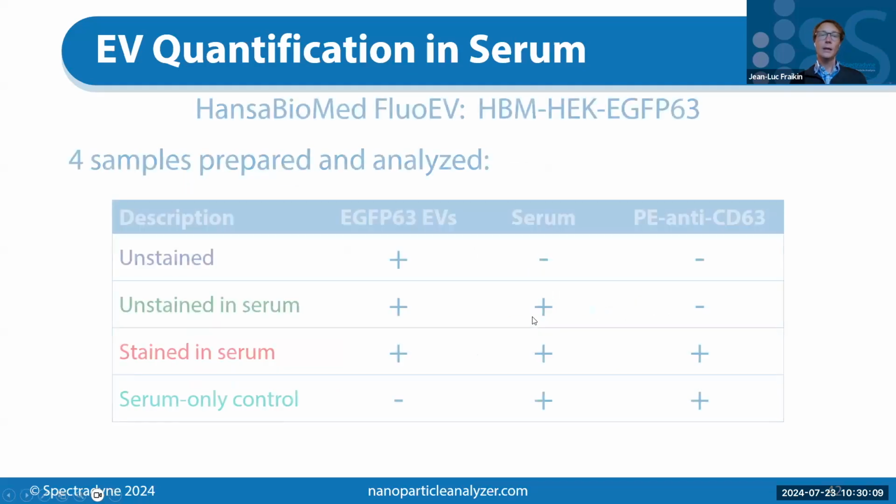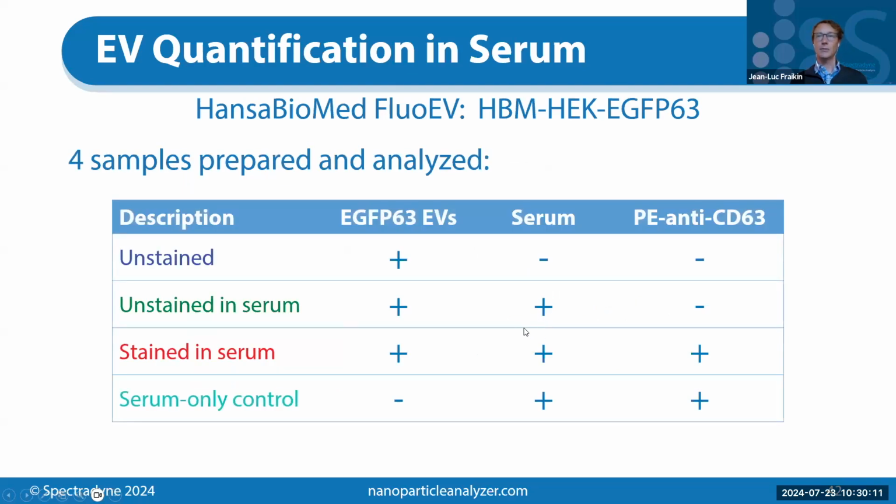In this experiment, I'll show you measurements of 4 different samples. In blue, the data will be measurements of the unstained EVs by themselves. In green will be the EVs after we spike them into the serum. Then we'll do immunostaining. That'll be shown in red with a PE-conjugated anti-CD63, just like we did before. And then as one of the controls, I'll show you a serum-only control. So we did the immunostaining, but without the EVs in there at all. So we're just checking for non-specific staining of serum particles with this method.